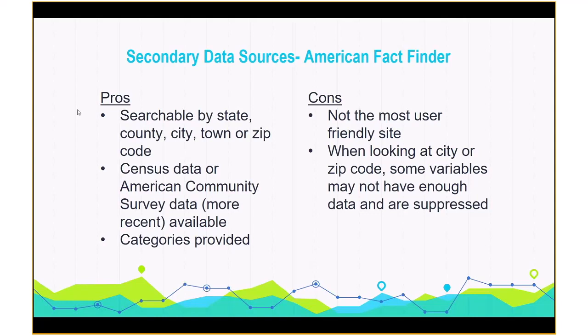The pros of American Fact Finder are that it's searchable by small areas. So you're able to search by county, city, town, or zip code, and that you have both census data or ACS data available, and that the categories of indicators are provided on the left-hand side of the site. The cons are that sometimes the data can be presented in a way that is not easily understood and is not always the easiest site to navigate. And when you're looking at smaller areas, such as city or zip codes, some variables may not have enough data and so are suppressed.